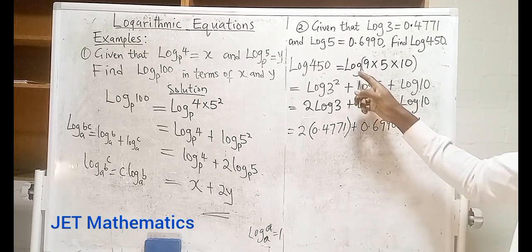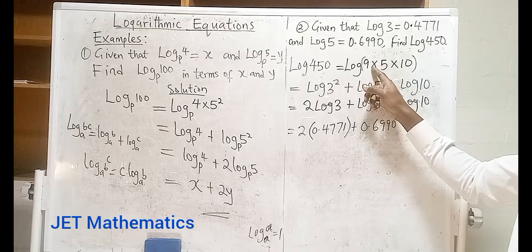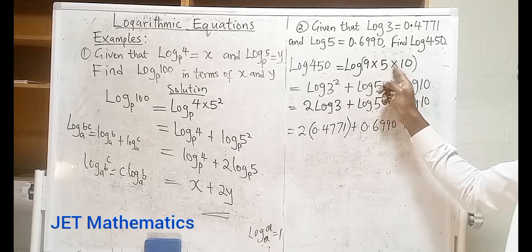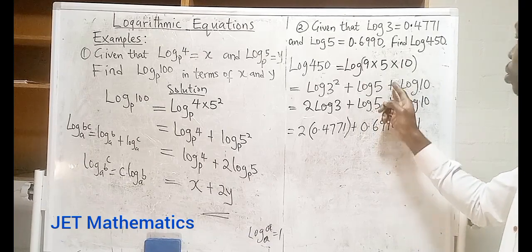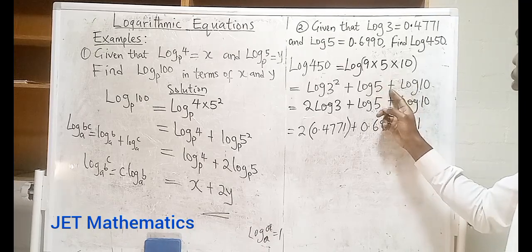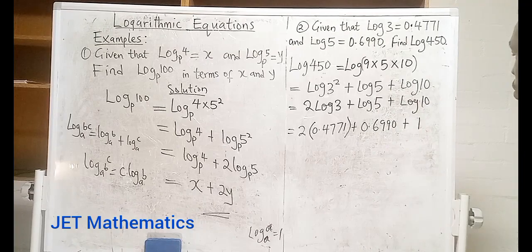Now please don't forget, I believe you know why we are adding here: because these are multiplications. If we have division, then the sign will turn to minus. Maybe we divided by something, so the sign will turn to minus. But here we are good and it's quite straightforward.